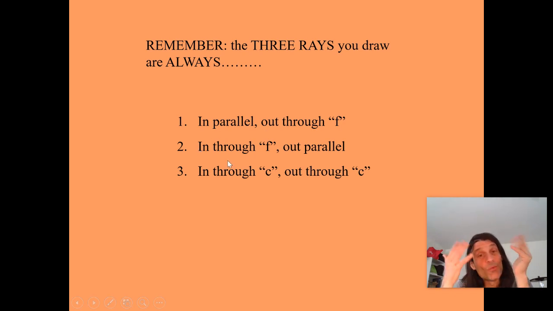The second light ray you draw will approach the mirror through the focal point. When it bounces off the mirror, it will bounce off parallel to what we will call the principal axis. And then the third light ray you draw will be to kind of check that the first two are intersecting where they're supposed to, in and out through the center, completely unchanged.